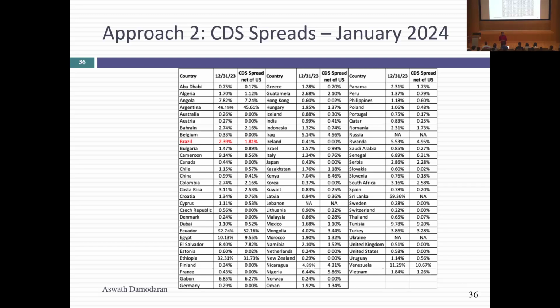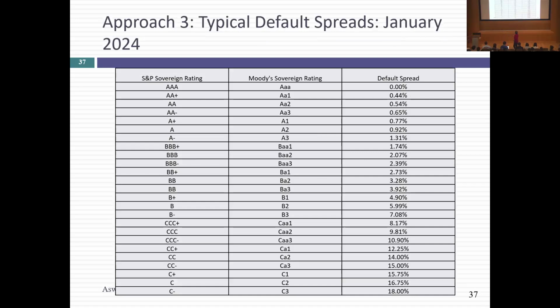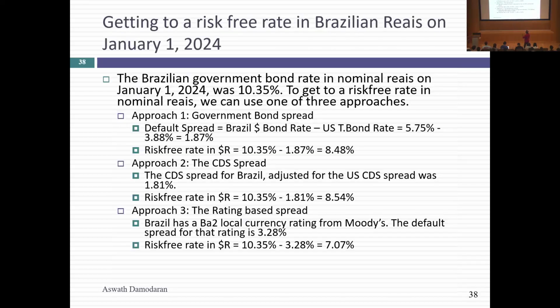The third approach, I look at Brazil's rating. And Brazil's rating at the start of 2024 was Ba2. Ba2 rated, and these are the typical default spreads based on your rating, is 3.28%. So I have 1.87%, 2.39%, 1.81%, 3.28%. Now, part of saying, which one should I use?